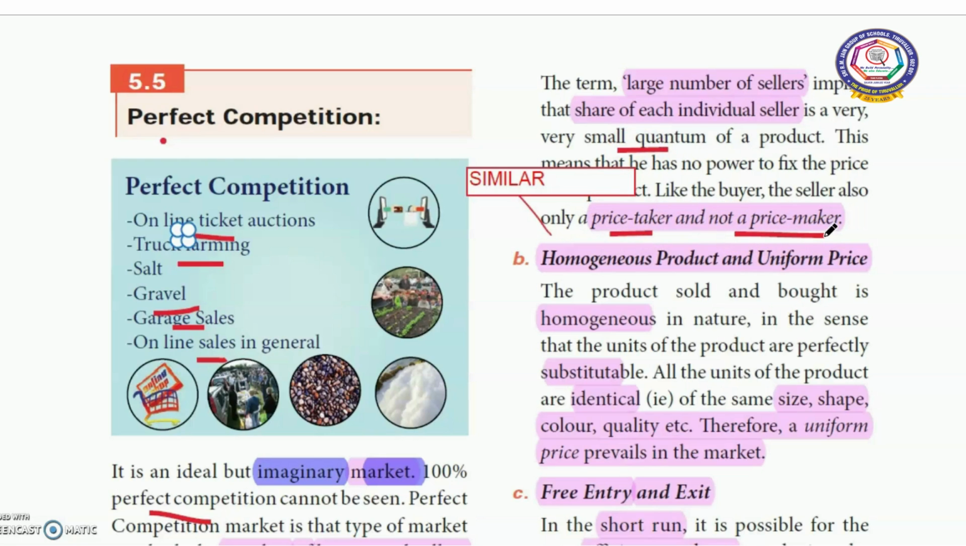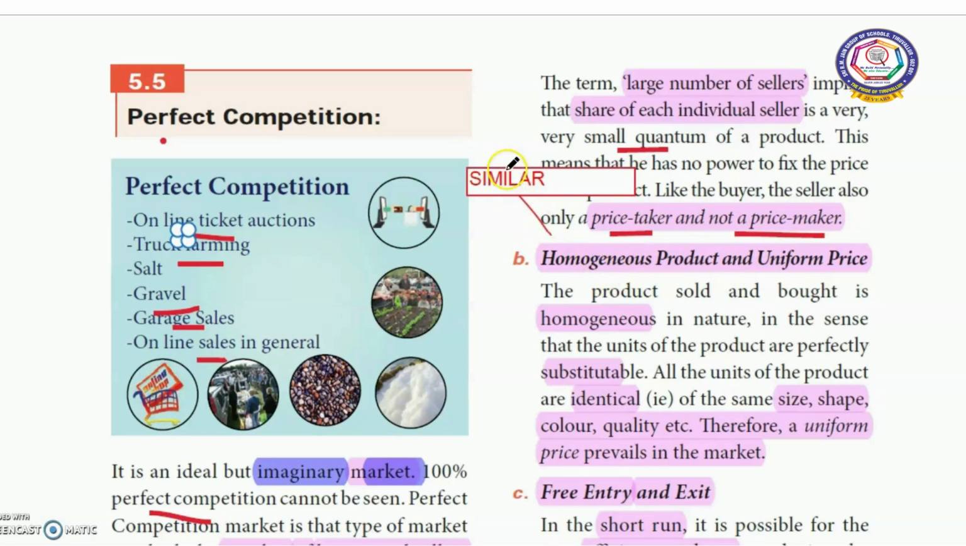A bag of rice he may sell for 1500. If we go to the next shop also, the price is going to be the same. The quality is going to be the same. So he couldn't say that in my shop it is 1700. Already they would have discussed and fixed the price, isn't it? So he is also a price taker and not a price maker in the case of perfect competition.